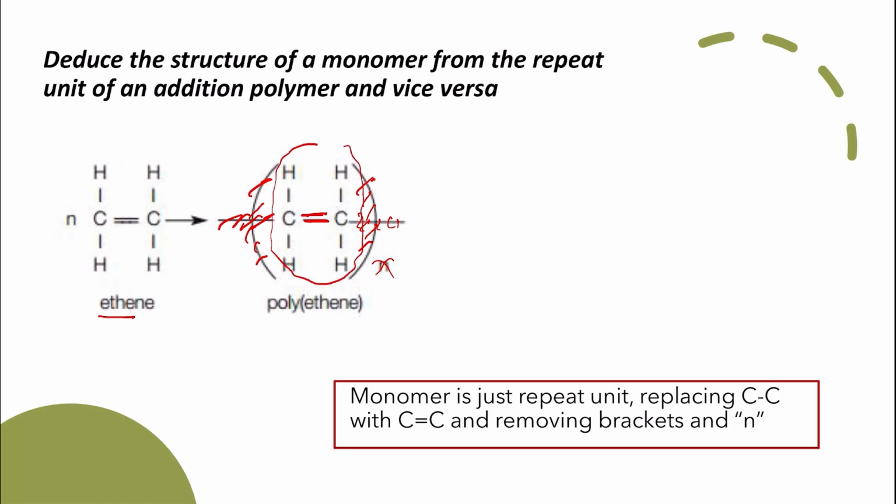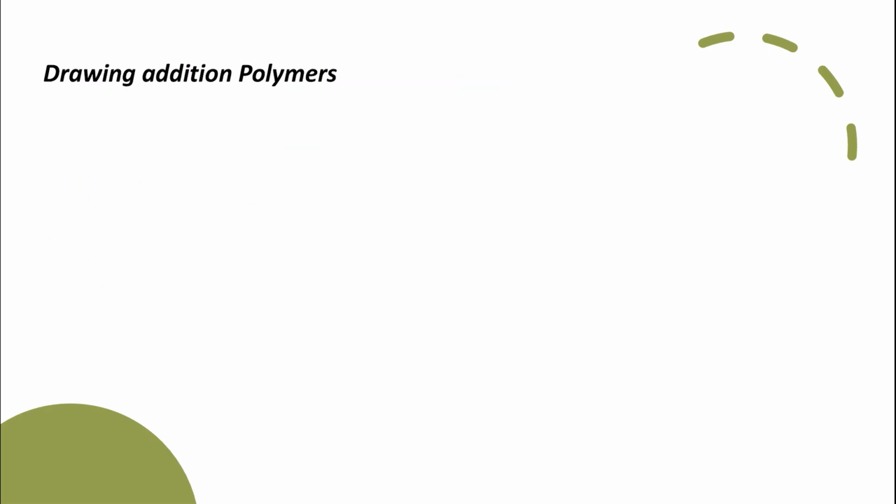Whatever polymer they give you, they may give you different substituents on the sides. Sometimes they are not hydrogen, they are something else. All you need to do is draw the double bond and remove the brackets and the extra bonds on the chain. So how can we draw the addition polymer?